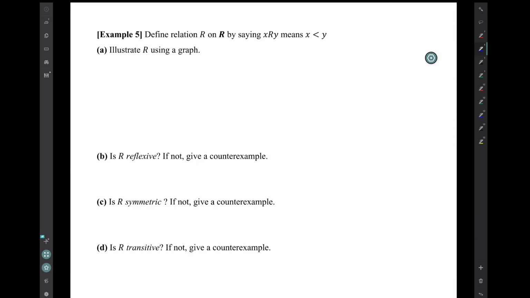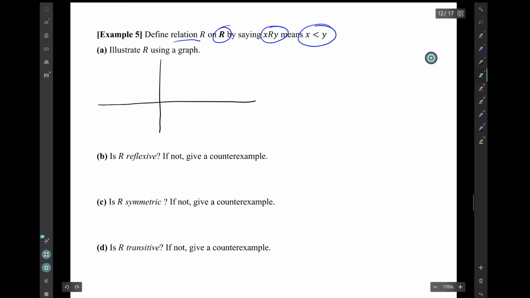Another example, define a relation R on the set of real numbers by saying this: x is related to y means x is less than y. So how do we illustrate that using a graph? Let's start by drawing the line x equals y. So those are all the points on the graph where x equals y. Now what would it look like for x to be less than y? It would be that part of the xy plane.